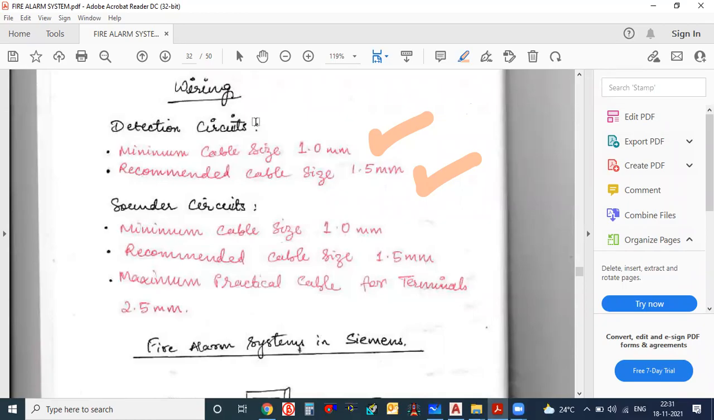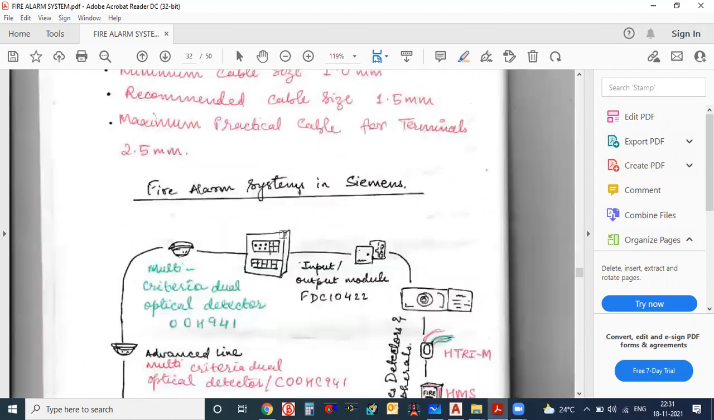So here they have given that the detection cable is different, the sounder circuits are different. The one which is connecting to the sounders, horns, MCP, manual call point, the recommended sizing is again 1.5. Maximum cable size is 2.5 square mm. If you are going for the maximum cable size here, go with 2.5 square mm. Minimum or recommended is 1.5, because 1 square mm is the minimum cable size available in the market. Below 1 square mm, nothing is available. But recommended, they are telling 1.5.